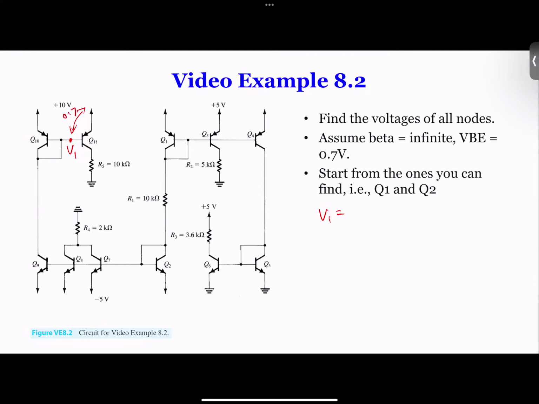Q11, yeah. Where's Q1? Oh, okay. Yeah, so this is Q11. So let's call it V11 then. V11 is going to be 10 minus 0.7, equal to 9.3 volts. So we say, okay, this is the 9.3.